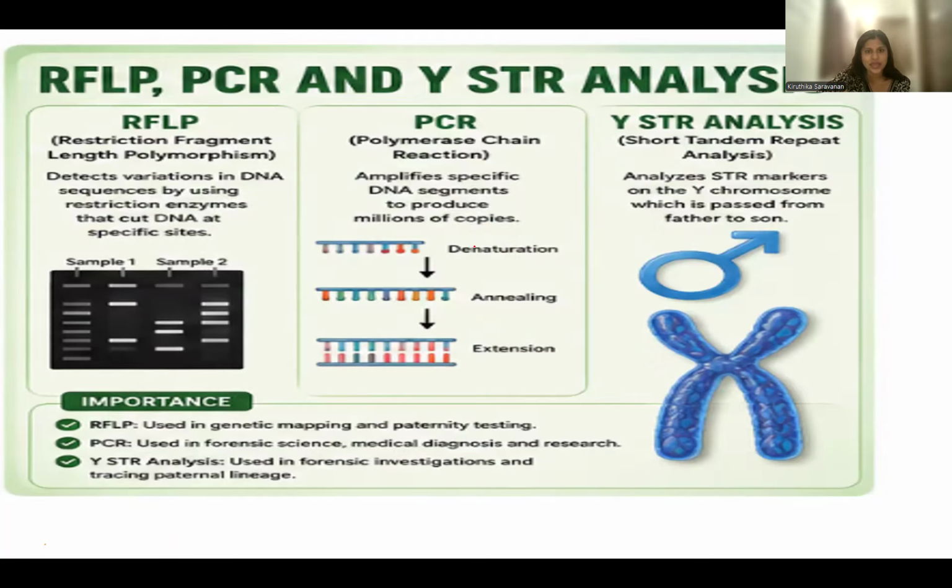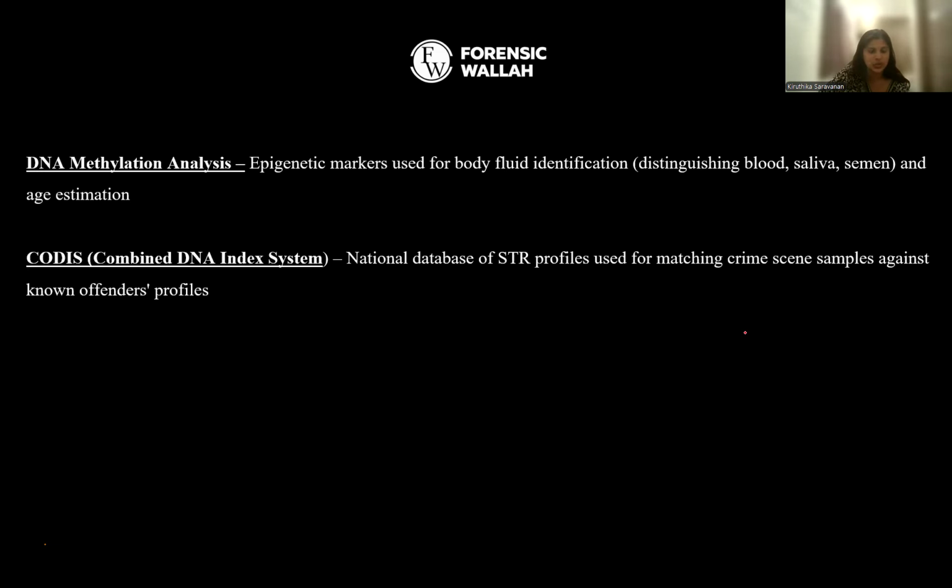Here you can see RFLP, PCR, and Y-STR analysis. For RFLP, different samples are run on gel electrophoresis, then taken to Southern blotting, and bands are obtained for the different samples. In PCR, as you can see, denaturation, annealing, and elongation extension are done. Y-STR, this Y chromosome analysis, can be used for paternal lineage testing, sexual assault cases, and rape cases. This is basically how it is used.